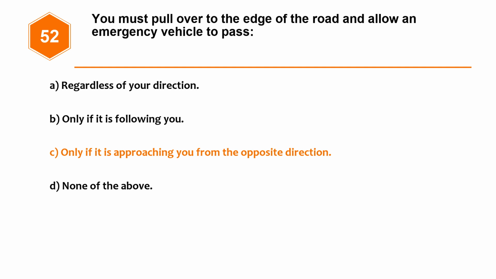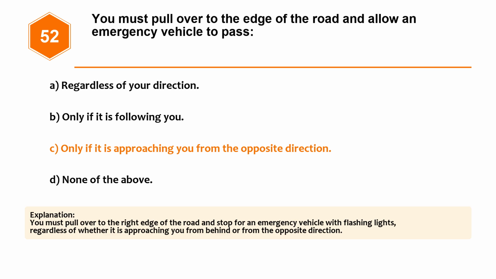The correct answer is option C, only if it is approaching you from the opposite direction. Explanation. You must pull over to the right edge of the road and stop for an emergency vehicle with flashing lights, regardless of whether it is approaching you from behind or from the opposite direction.